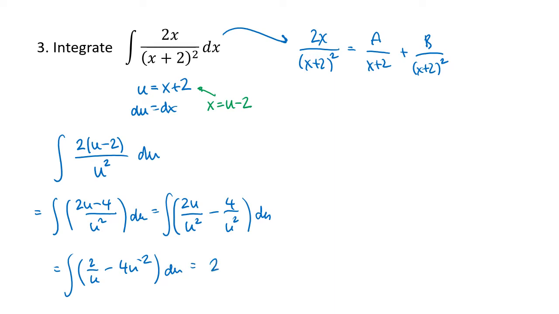So that's going to give me 2 natural log of the absolute value of u. Antiderivative of u to the -2 is u to the -1 divided by -1, which turns that 4 into a plus 4, plus c, and then we substitute back in. 2 times the natural log of x plus 2, plus 4 times x plus 2 to the -1, plus c.